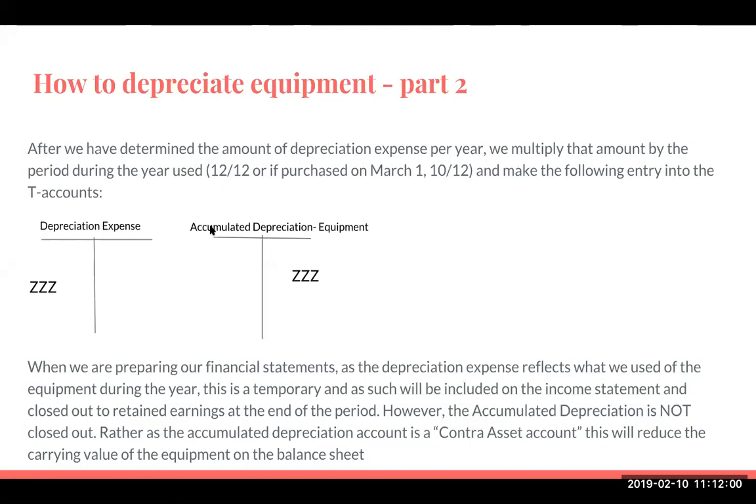Now, accumulated depreciation on the equipment is a little bit different. This is something we call a contra asset account. It stays with the asset, but because it has a credit balance, and remember, most assets typically have a debit balance, it's going to be reducing the carrying value of that equipment. So we're going to have the property, plant, and equipment minus the accumulated depreciation on the equipment, which will give us property, plant, and equipment net. And that's what we'll be seeing on our financial statements.